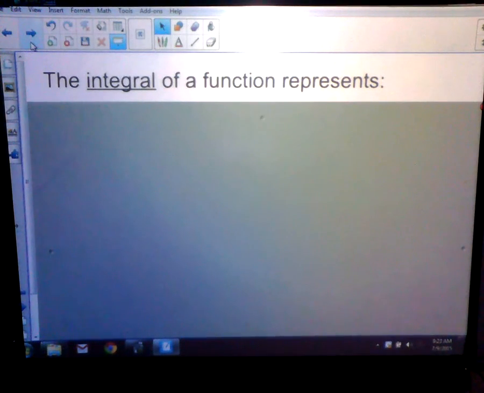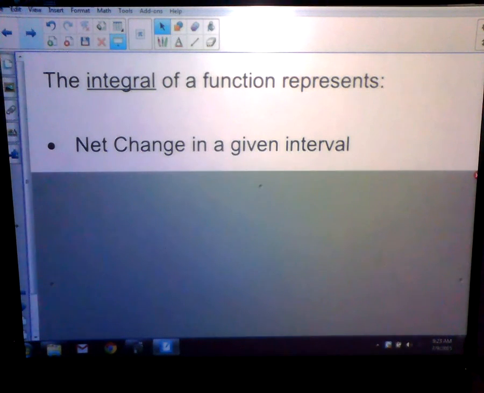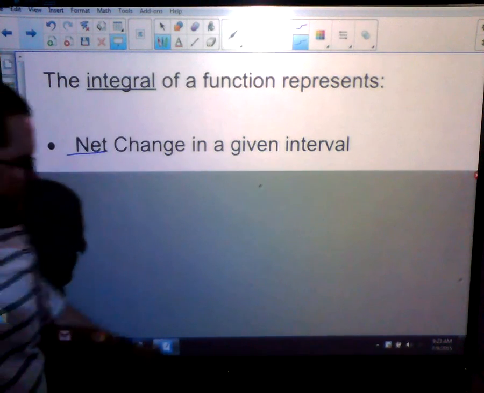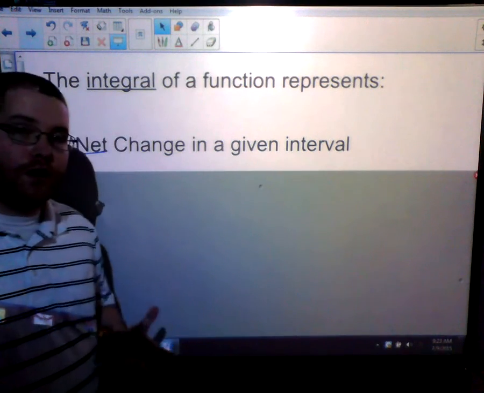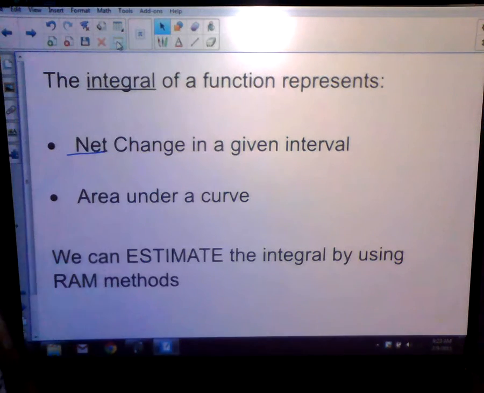The integral of a function represents the net change over a given interval. It's the net change, and I'm going to underline the word net, and we'll talk about that in the next slide. That's what it means in words. What's it mean graphically? It's the area under a curve. And we can estimate the integral by using the RAM methods we talked about in class last time. Okay?